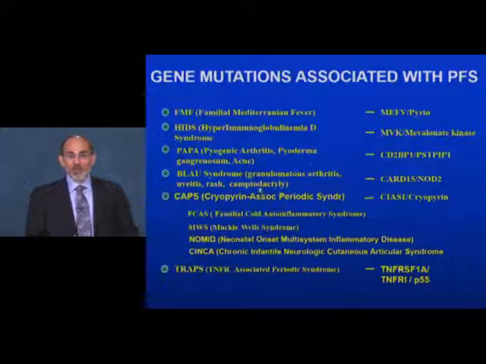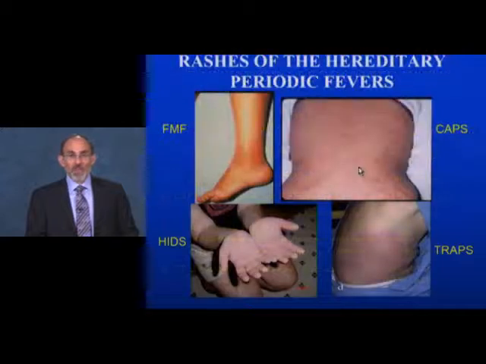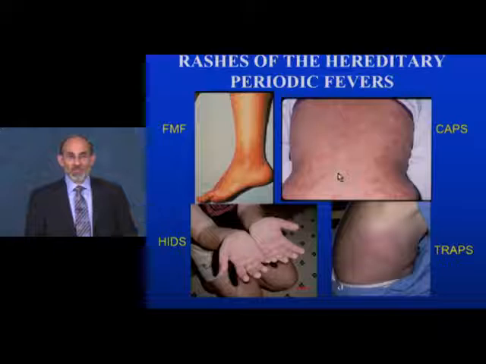So I'm going to leave out what the specific mutations are, but again, this is unique in the field of rheumatology that there are monogenic causes of all of these periodic fever syndromes. And the rashes may vary, but it is generally true that they get various types of rashes. And while this may look like hives, it doesn't behave like hives.